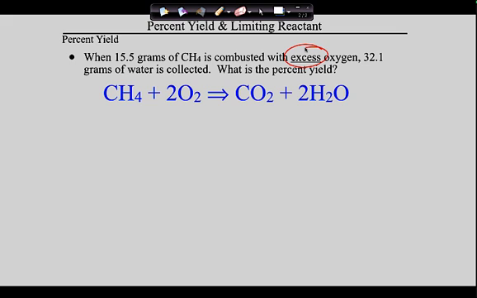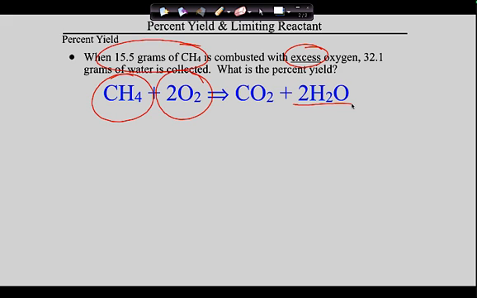So guys, first of all, what does it mean if something is in excess? You got extra. You've got all you need and more. So guys, the idea is this. If you have a limited amount of methane, so if you have 15.5 grams of methane, and you've got all the oxygen you need to burn up that 15.5 grams of methane, and when you do this, if you collect 32.1 grams of water, how much did you lose?